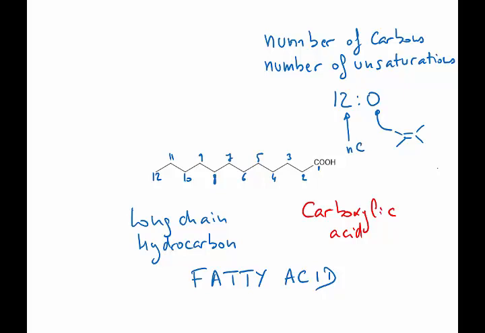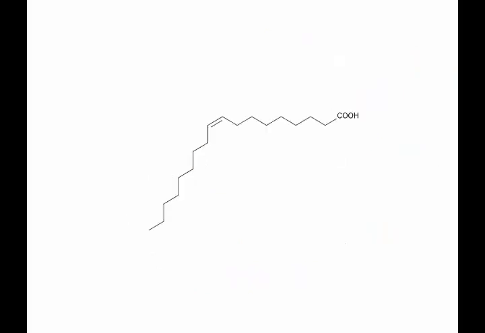Okay, another example, maybe a little bit more complicated, one very common fatty acid. Once again, we can count the number of carbons, starting with the carbon on the carboxylic acid, carbon 1, 2, 3, 4, 5, 6, 7, 8, 9, and there's a double bond there on position 9, between position 9 and 10, and we continue 11, 12, 13, 14, 15, 16, 17, 18.